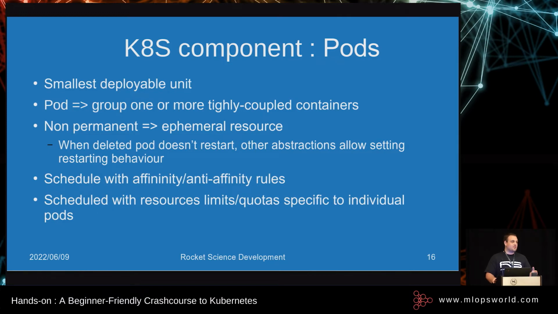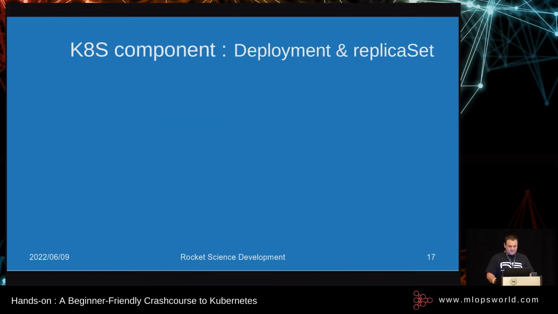So again, I take the example of a model that is quite resource intensive to run inference. You want to avoid having the pod grab so much memory that it makes the entire cluster crash. So you have that type of limits to help prevent that.